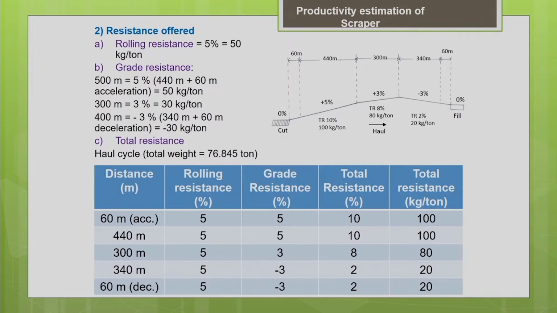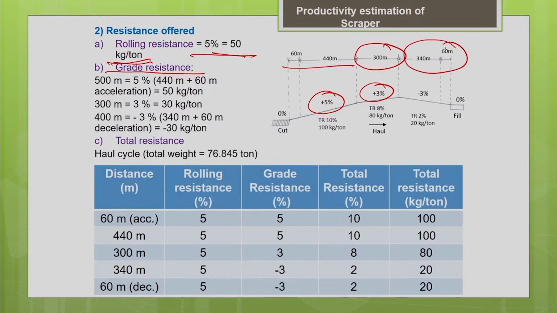So, now the next step is we have to determine what are all the resistances in the haul route. The rolling resistance is uniform throughout the haul route. It is given in the question as 50 kg per ton or equivalent gradient of 5%. So, whichever way you express it, you can take it accordingly. Then the grade resistance. The grade resistance is given for different sections which we discussed just now. For the first 500 meter, it is plus 5%. For the next 300 meter, it is plus 3%. And for the next 400 meter, it is going to be the down slope, minus 3%.